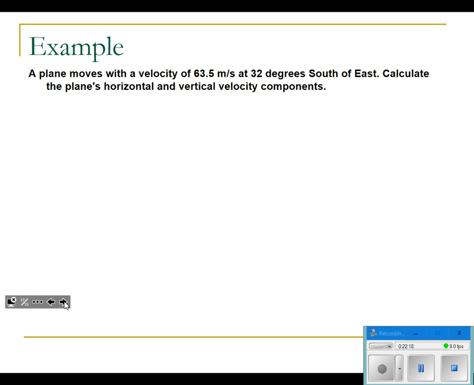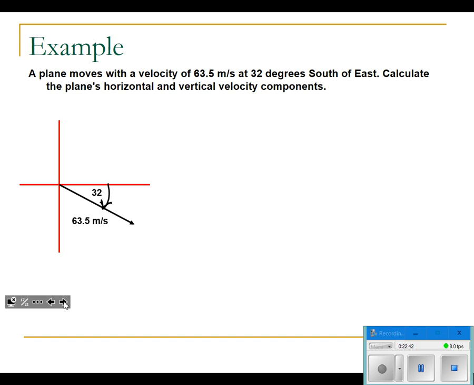All right, so now we're on a plane, and it moves with a velocity of 63.5 meters per second at 32 degrees south of east. So again, draw your compass rose. East is the last direction, so we're measuring from the east. So we're going to go into quadrant 4. So we're going to draw our information here.